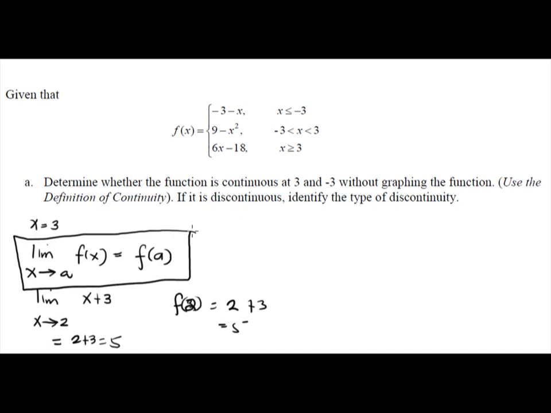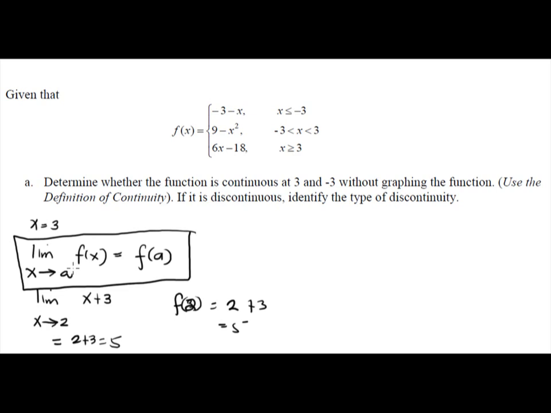Now at the same time, since we're talking about the limit, to get the limit as x approaches a particular number, we have to check the limit as x approaches from the left and from the right of the given number before you can conclude the value of the limit as x approaches that number.